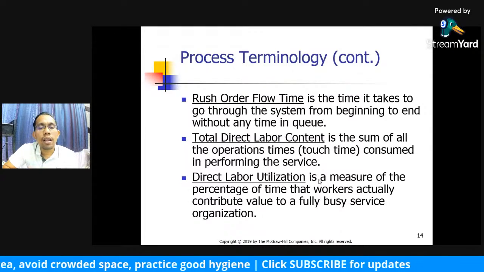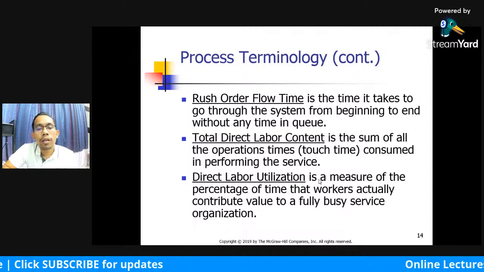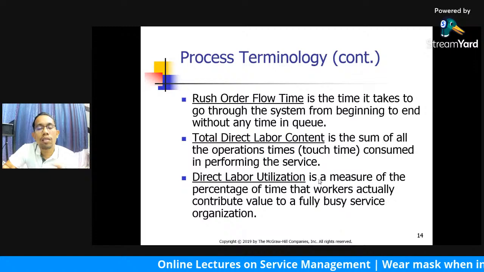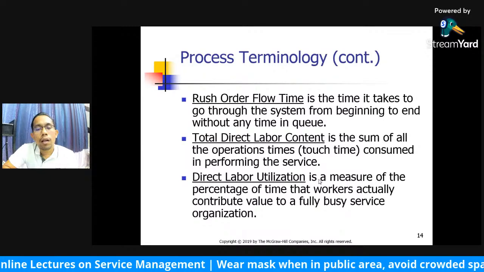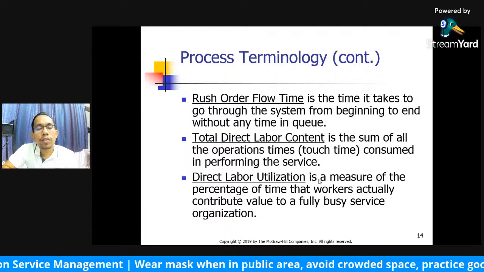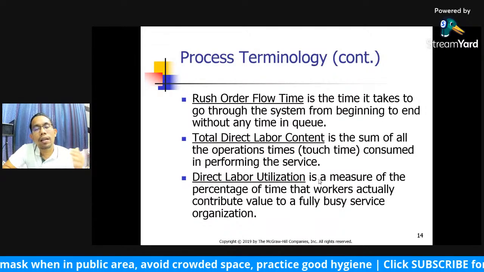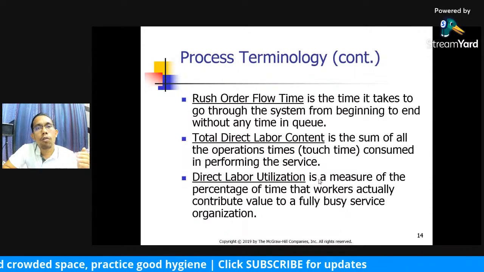Direct labor utilization is a measure of the percentage of time that workers actually contribute value. It means how many minutes your workers take to perform in a fully busy service model. So sometimes you might see that people underutilize a worker, and also overutilize.